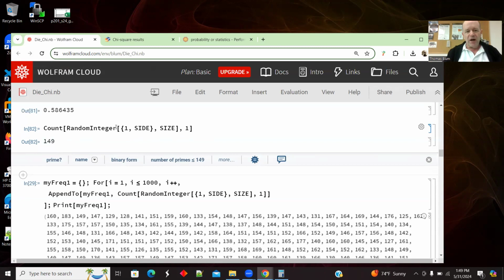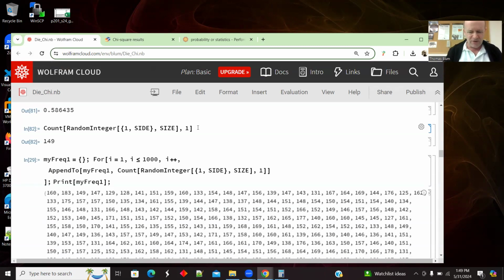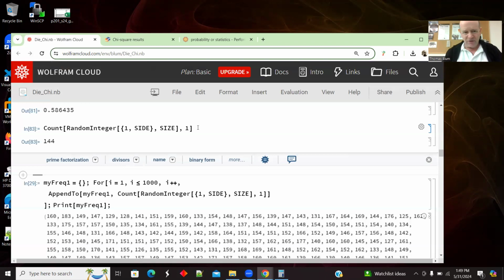So again, I'm doing this random number between 1 and side, which was 6, and getting, I think this was 900 of them, and I'm asking how many times I got a 1. So I'm doing a count, and I'm counting these things when they meet this criteria. So how many times did I get a 1? And again, our ideal was 150, and we just got 149, so that makes sense. But I can get different things. It is random after all.